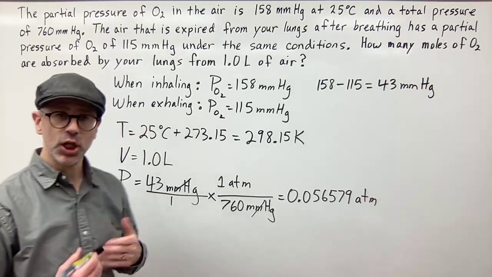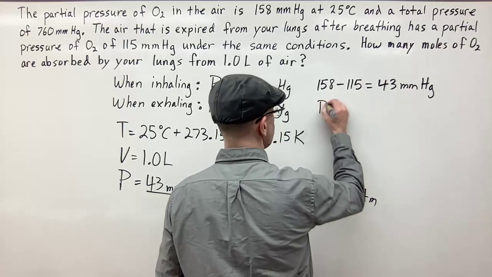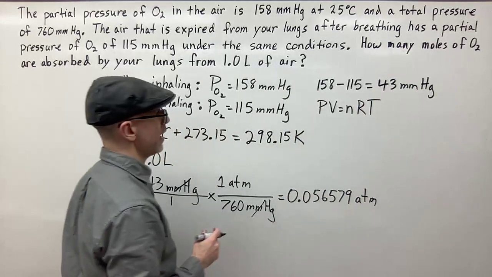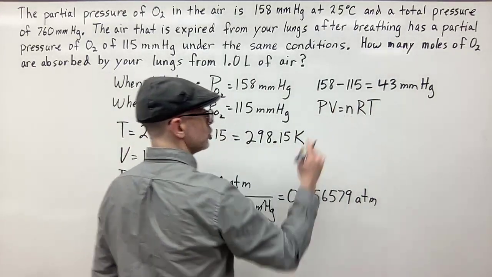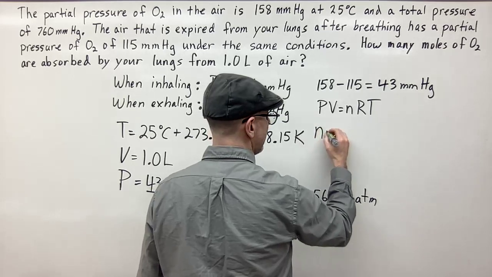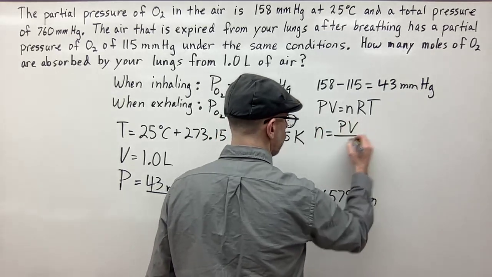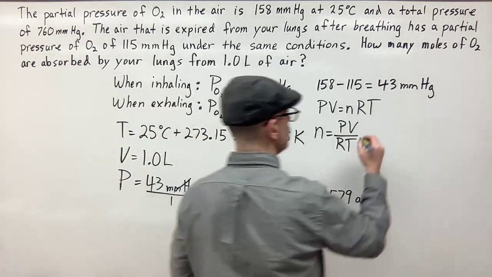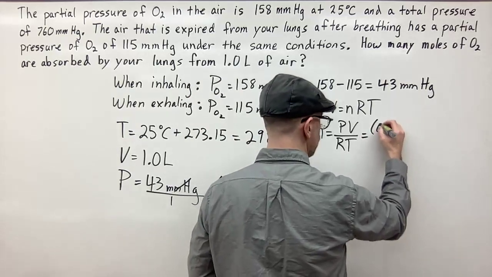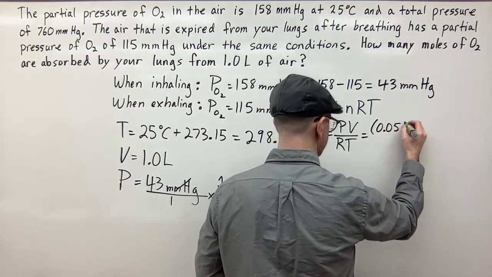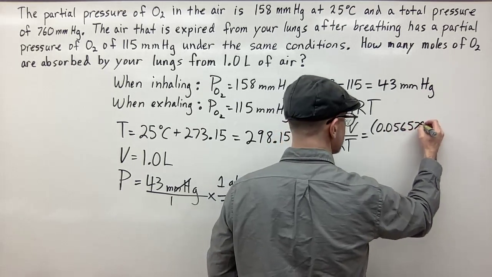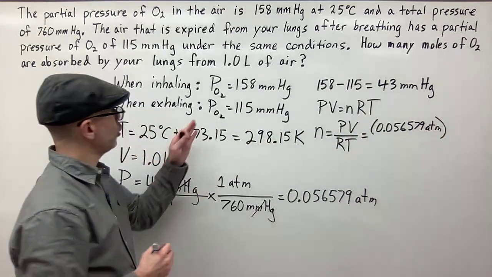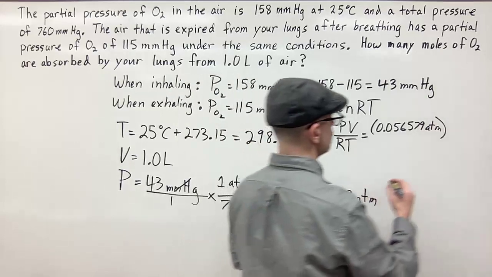Okay, so I have Kelvin temperature, I have the volume in liters, I have atmospheres. So now I just plug this into the ideal gas law. PV equals nRT. What are they asking for? Moles. So we want to find moles. So it's going to be n is equal to PV over RT. So we're going to plug in the pressure, which is 0.05657 atmospheres. The volume is 1.0 liters.